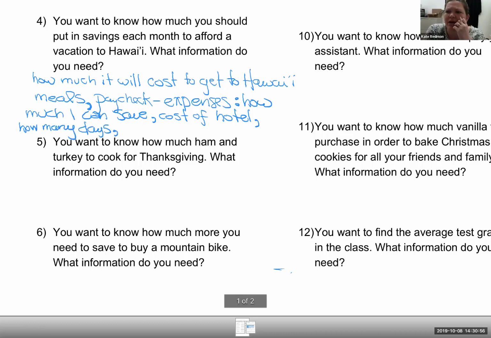There's something I feel like we haven't really dealt with yet. I want to know how much you should put into savings each month to afford a vacation to Hawaii. I feel like you've got a lot about the vacation to Hawaii, but not anything dealing with how much to save each month. Take everything that you spend in a month, and then whatever's left over, you save. Okay, yeah, you did tell me that. Paycheck minus expenses is how much I can save. So you just want me to specify that it would be my monthly paycheck minus my monthly expenses?